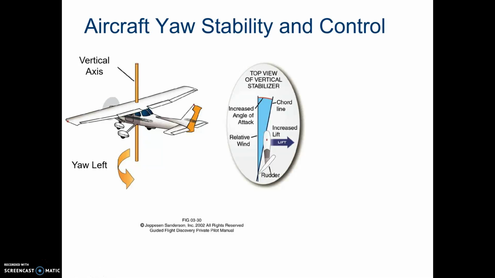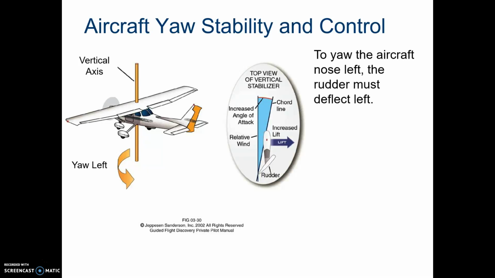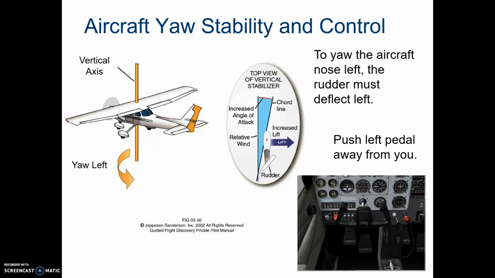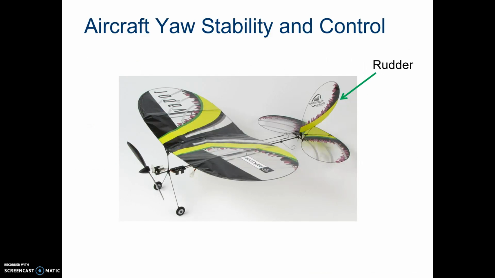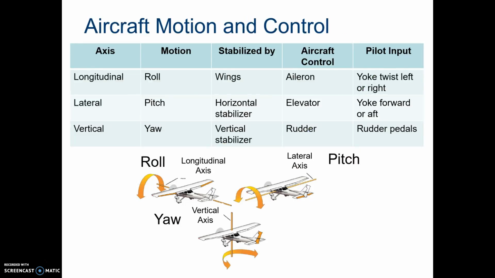And that can be used in the air and also on the ground. And our RC plane also has a front wheel that turns, and so you'll see that when I use the rudder controls in class. But to yaw the aircraft nose left, the rudder must deflect left. And so there, the pilot would push the left pedal away from themselves. So they push down the left pedal. And that's how you yaw left. And there's the rudder on that aircraft, and I'll show you it on ours when we return.